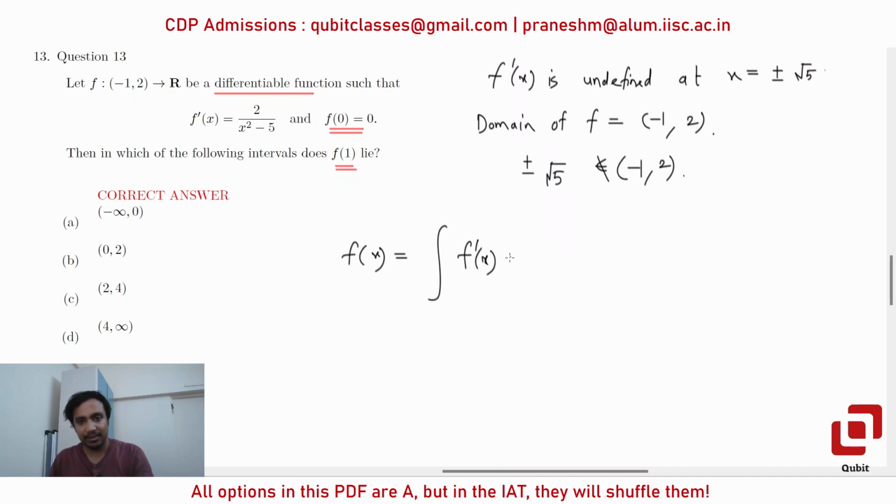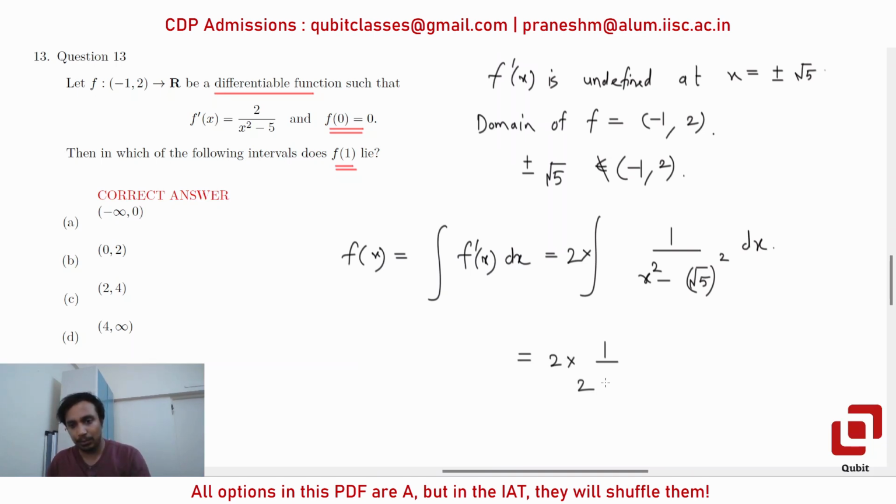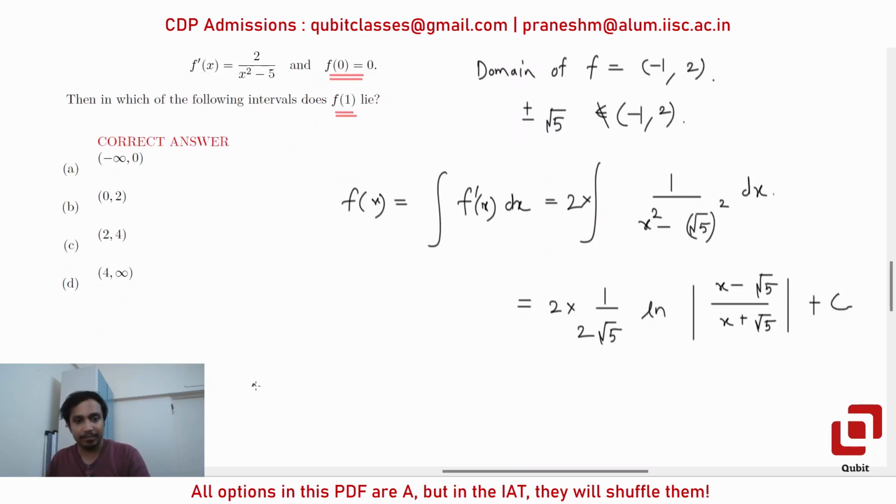Integral of f dash of x dx. Let's now write it in the form that we want: 1 upon x squared minus root 5 the whole squared dx. So what is the formula now? The formula is 1 upon 2a ln mod of x minus a upon x plus a. Remember, this is an indefinite integral, so let's add c there. And f of 0 is 0.